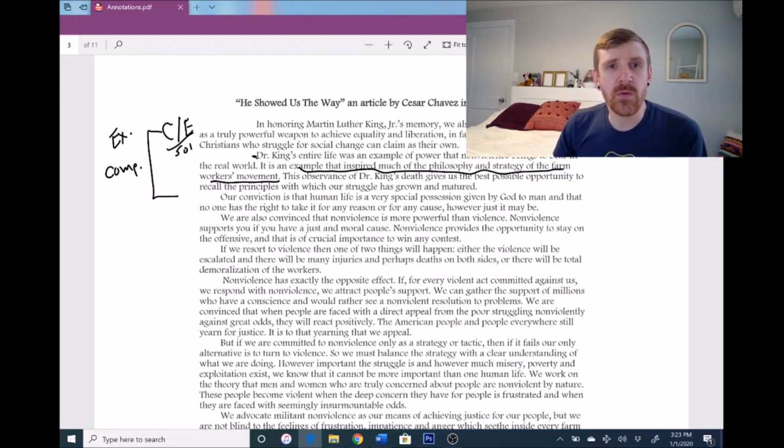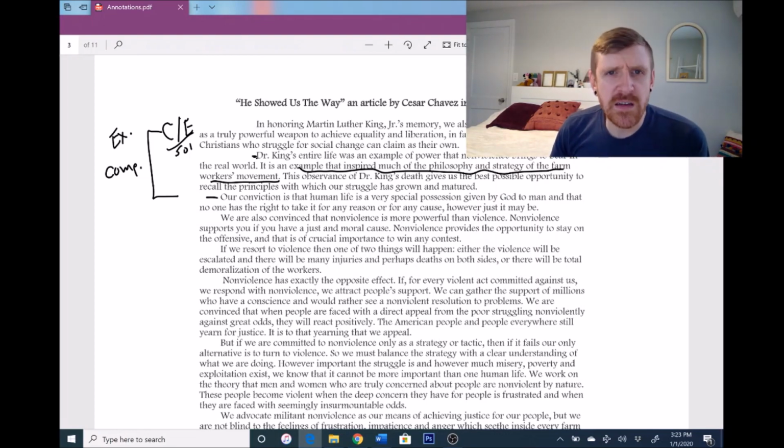So we'll go through a little bit more, and we'll talk about a couple more methods of development before I actually talk about how this is valuable for rhetorical strategies, and then we'll be done with part 1 for annotations. But let's pick up right here.